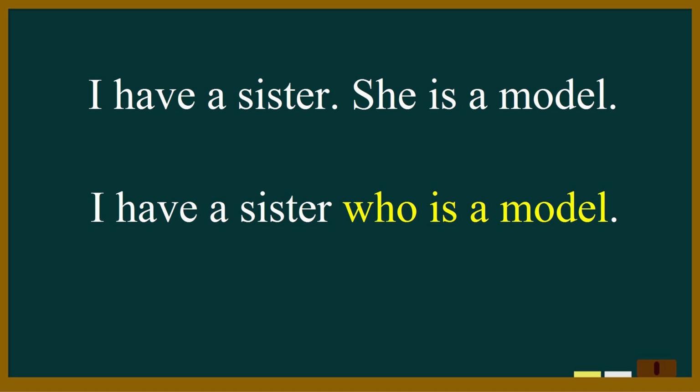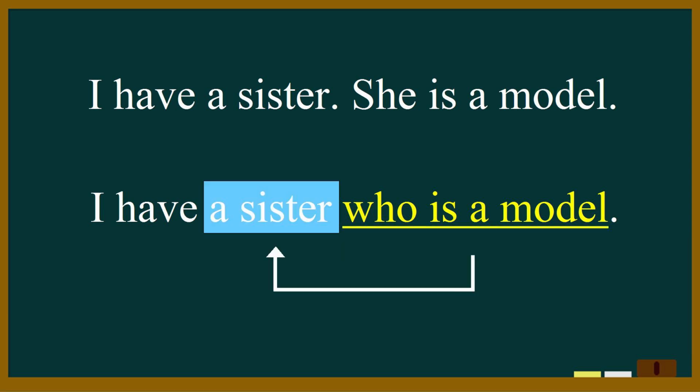The part of the sentence which starts with who, which, or that is called relative clause. Relative clause describes or provides information about a noun. There are two types of relative clauses: subject relative clauses and object relative clauses. Let's look at them.